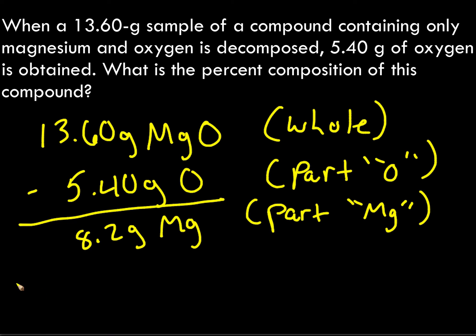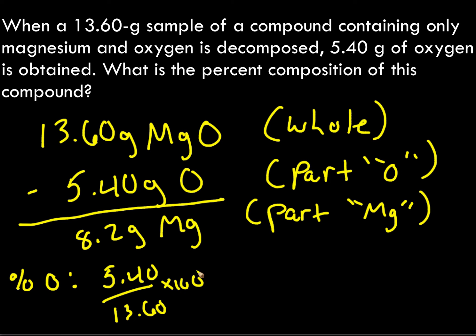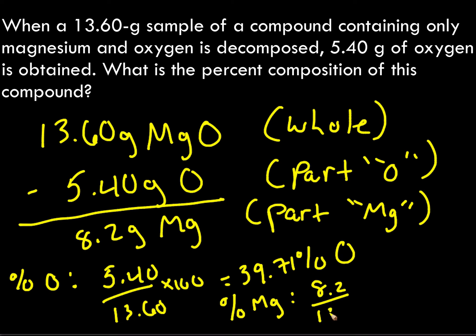All right, so now find our percent composition of oxygen. So we'll have part, so 5.40 all over 13.60 times 100. So 5.40 divided by 13.60 times 100, and we get 39.71. Now the next one, percent Mg, we'll have 8.2 divided by 13.6 times 100. And we'll get 60.29.